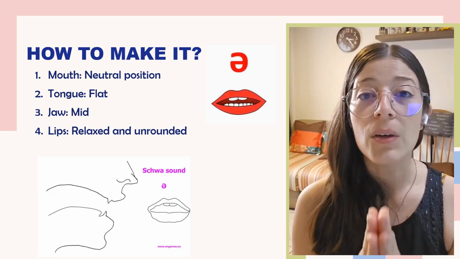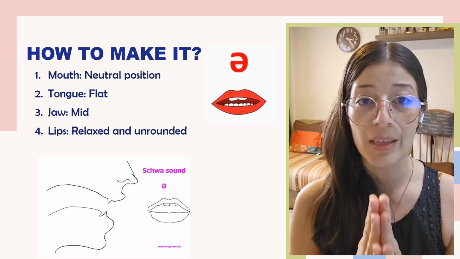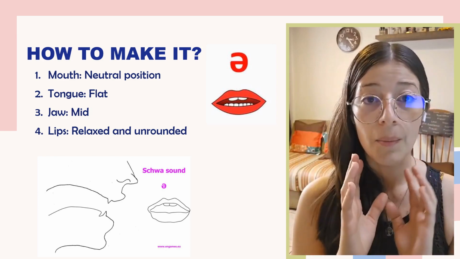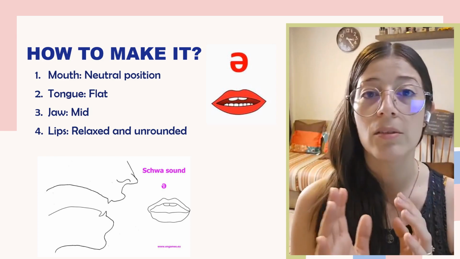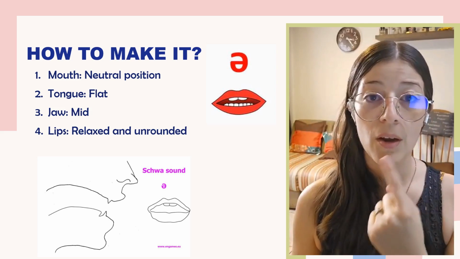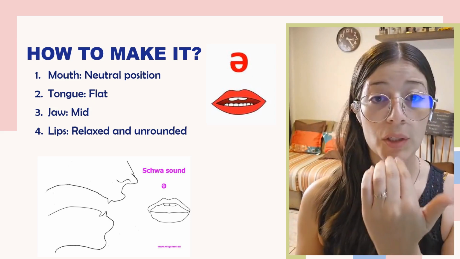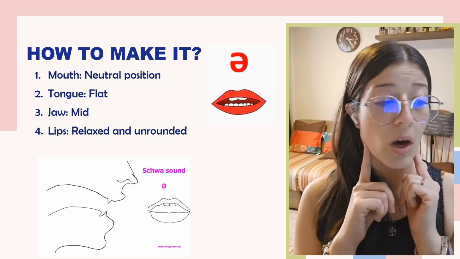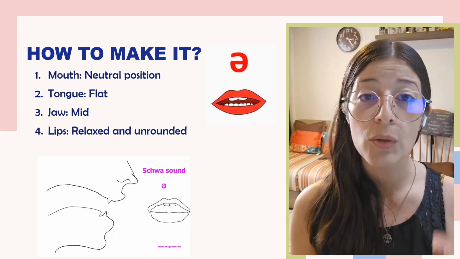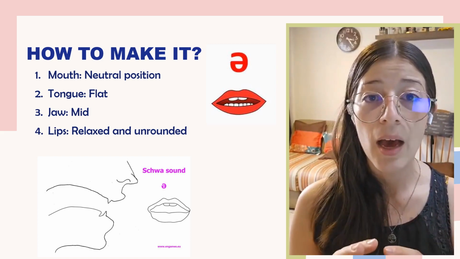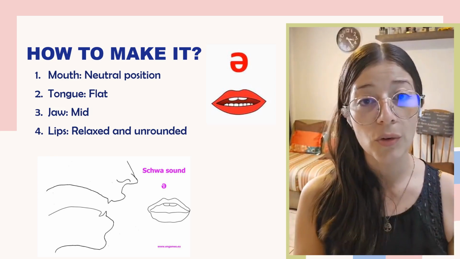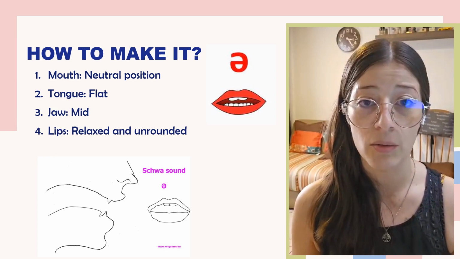So in order to learn and practice how to produce this sound, we have to consider the muscles in our face, several muscles of the face. We also need to be aware of our mouth, our tongue, our jaw, and the position of the lips. So here you have two different pictures of how your face, especially this area, will look like when you're producing the schwa sound.